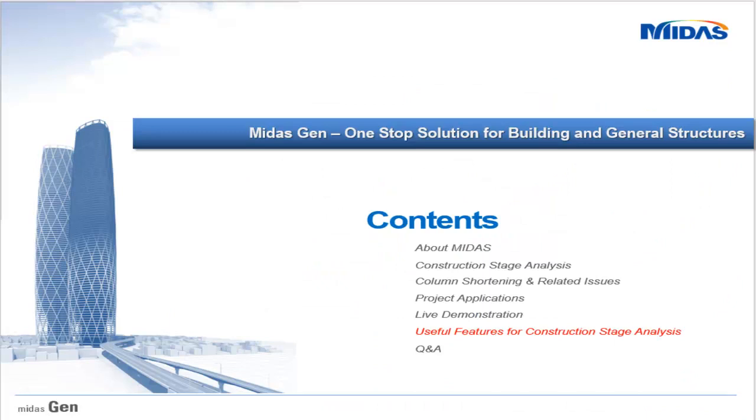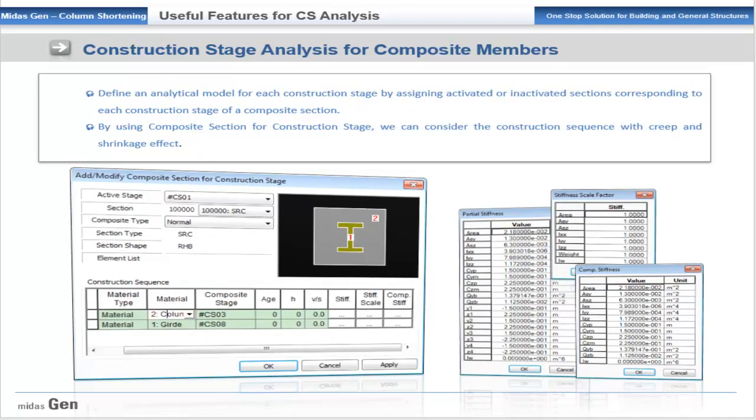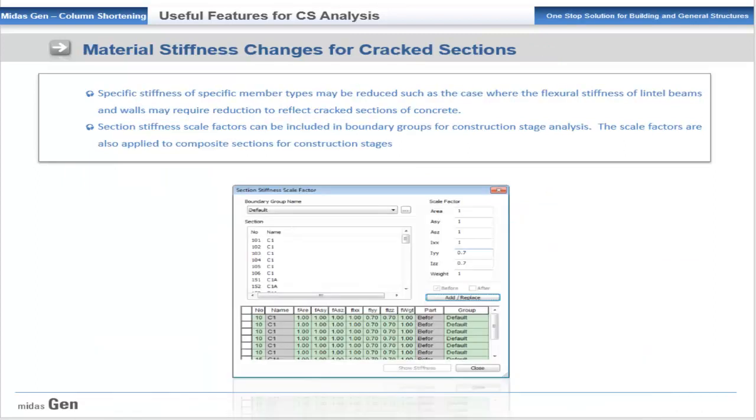Let us look at some useful features for construction stage analysis in Midas Gen. The building wizard, as we saw in the demonstration. The construction stage analysis for composite members. And the material stiffness changes for cracked section analysis. As we see over here, we can define the stiffness changes in groups, and those groups can be activated or deactivated in our construction stages.